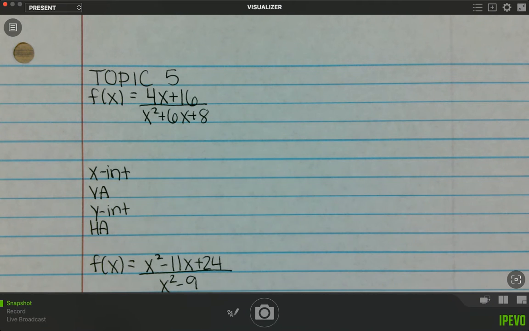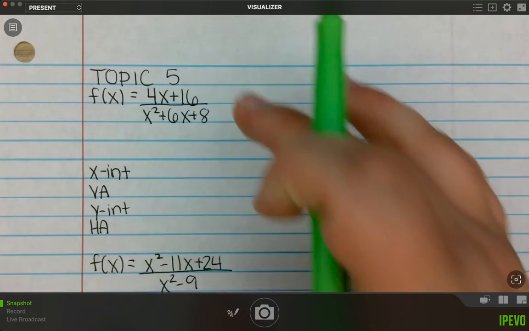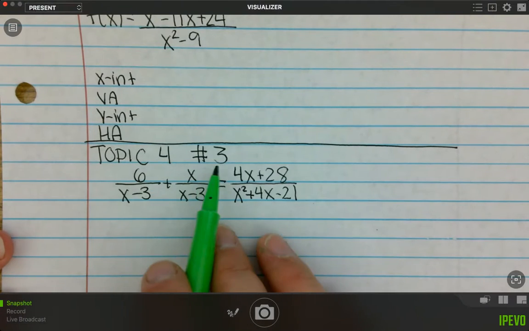There were only two things that people had asked for. One was topic 5, which is the graphing. So I've got both of the graphing ones. I'll do both of them. And there is topic 4, number 3.